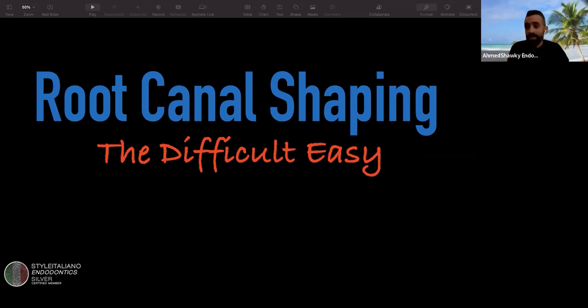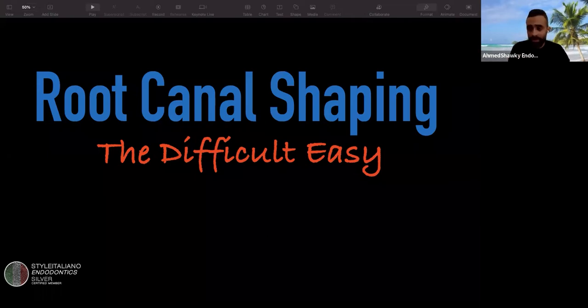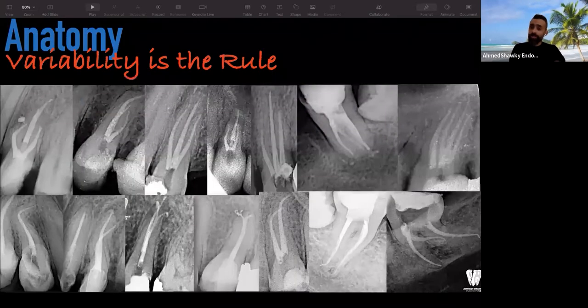Theoretically, this is easy. But when you deal intraoperatively with the tooth, things are different. There is no gap between theory and practice. There is no gap. Things we teach in theory, we apply in practice. We try to bridge the gap that you think exists. And it is difficult because we are dealing with anatomy.